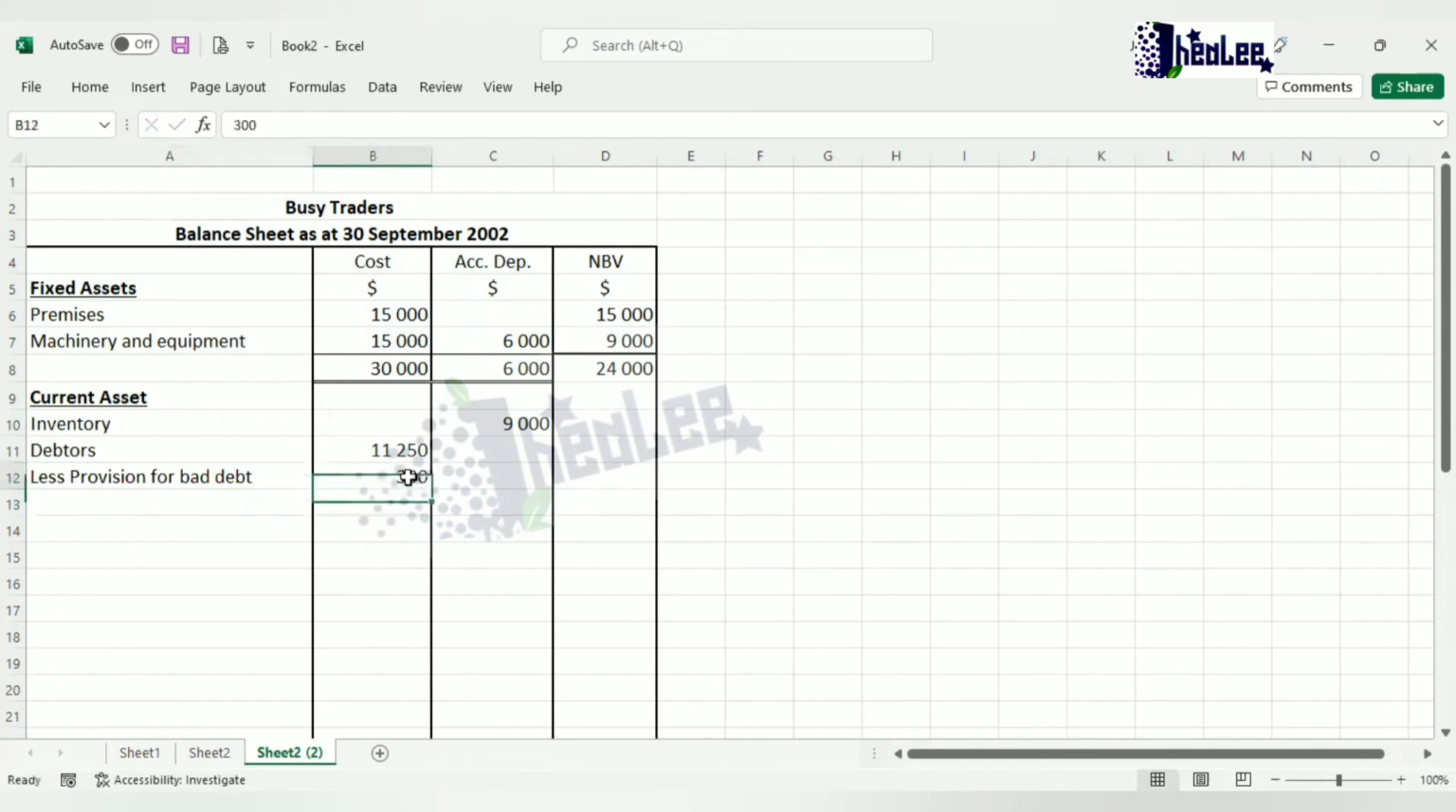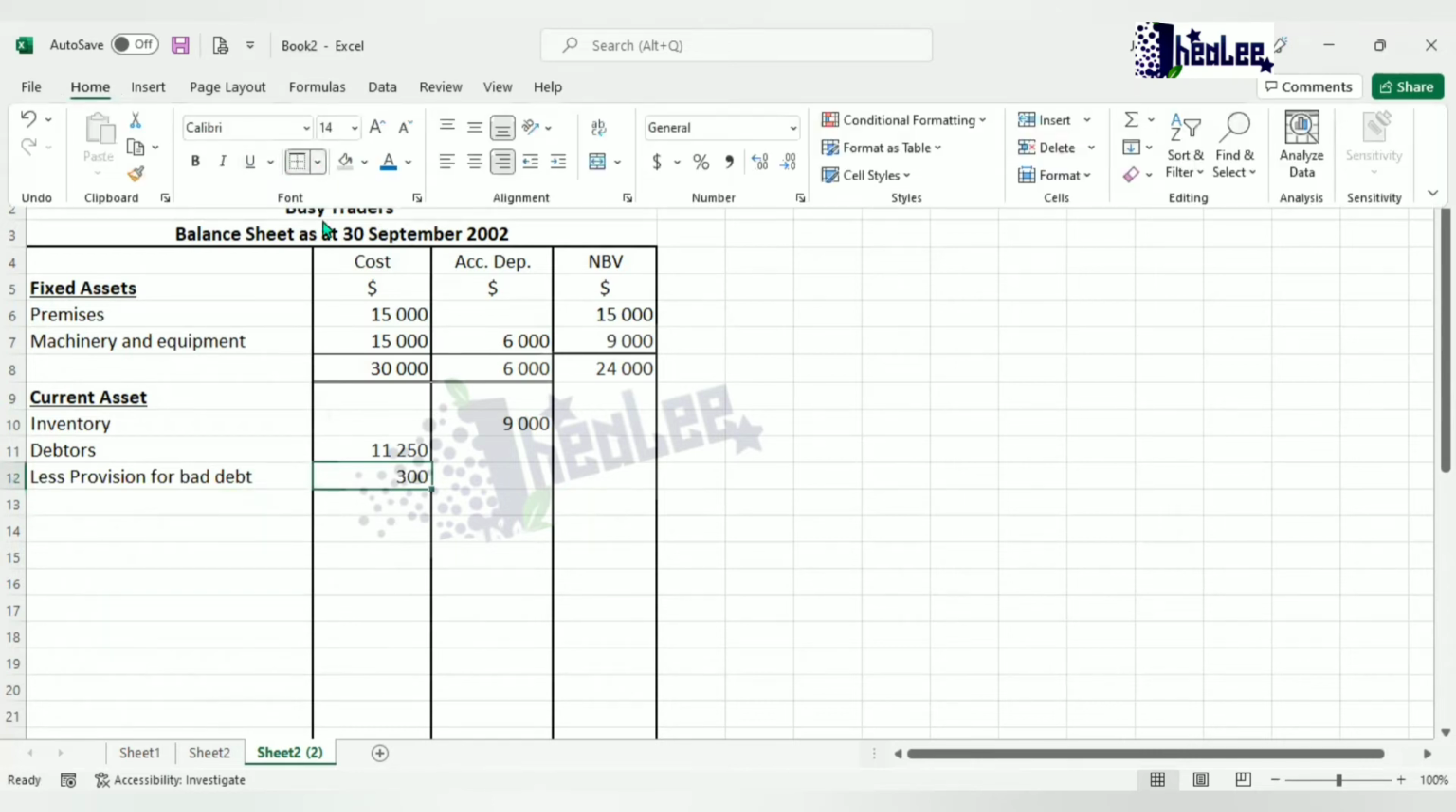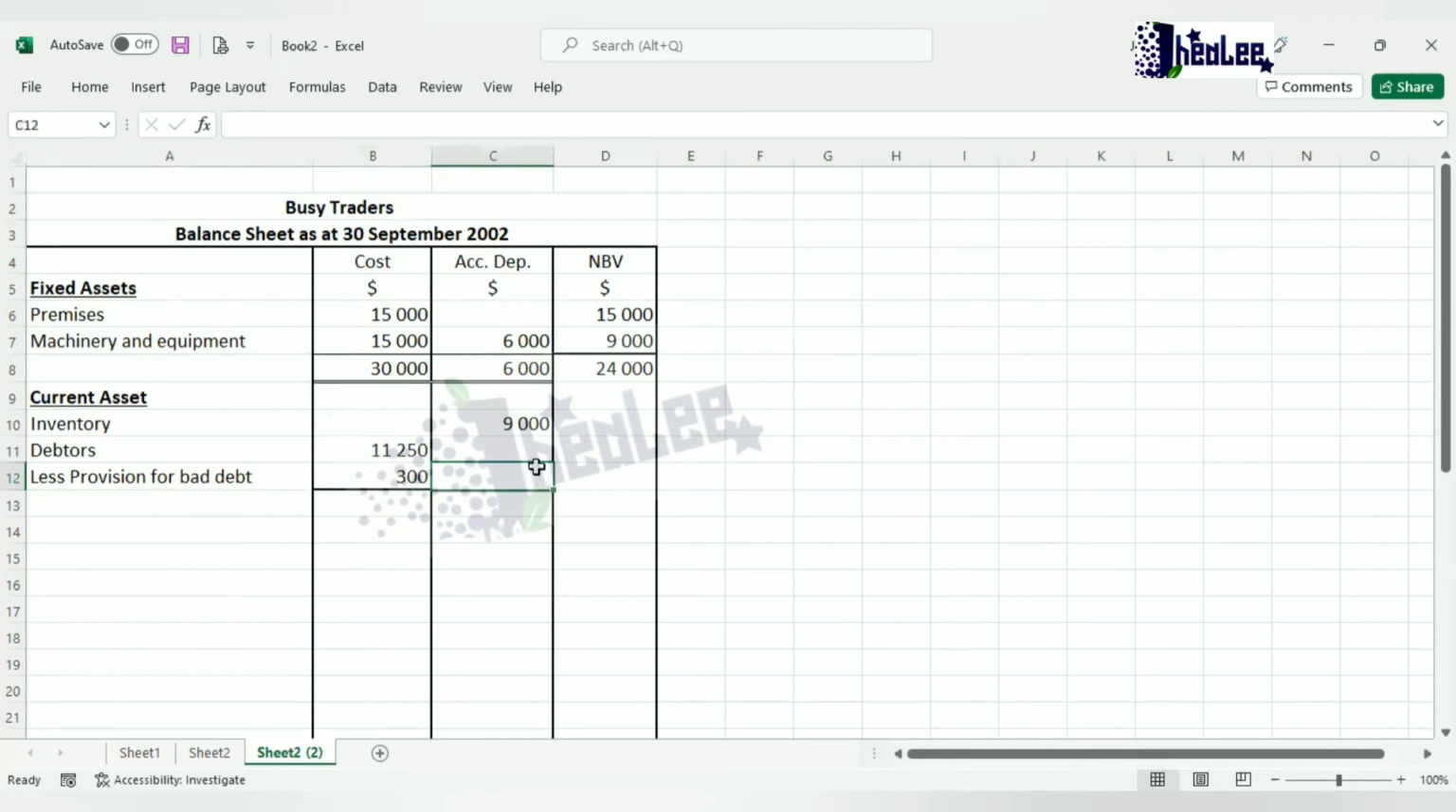This is going to decrease your debtors figure. So therefore, we are going to subtract that. Once you find the difference, it is placed in the row directly beside that, and that is $10,950. The next current asset that we have is the prepayment. And remember, that was the rent that was prepaid, and that value is $2,000.